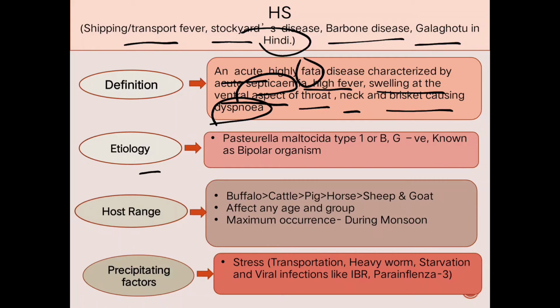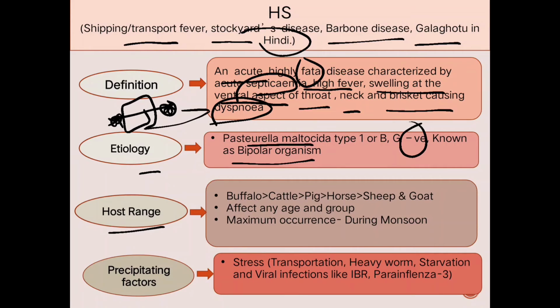Now, the etiological agent is Pasteurella multocida, type 1 or B. It is gram negative. These organisms are known as bipolar organisms. Whenever we stain these organisms, we will see that at the ends of the organism there will be uptake of stain, and between those two extremities there will be no stain uptake. So it looks like a bipolar organism.